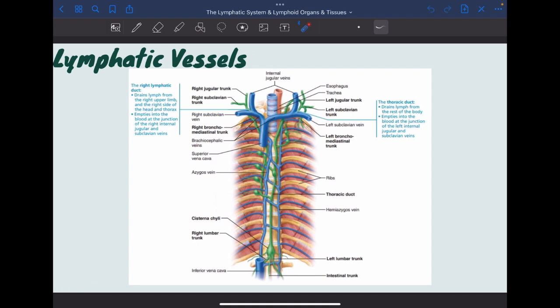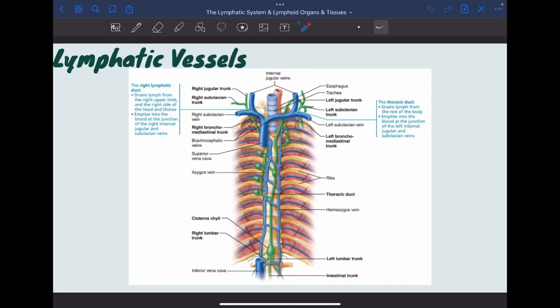We have the trunks. We said we have paired lumbar, so right and left lumbar trunks. Then we have paired bronchomediastinal trunks, paired subclavian and paired jugular trunks, and a single intestinal trunk. Then we have two ducts, a right lymphatic duct and the thoracic duct. The right lymphatic duct drains the upper right side, the right upper limb, which is the arm, the right side of the head, and the thorax or chest region. Then the thoracic duct empties the rest of the body.